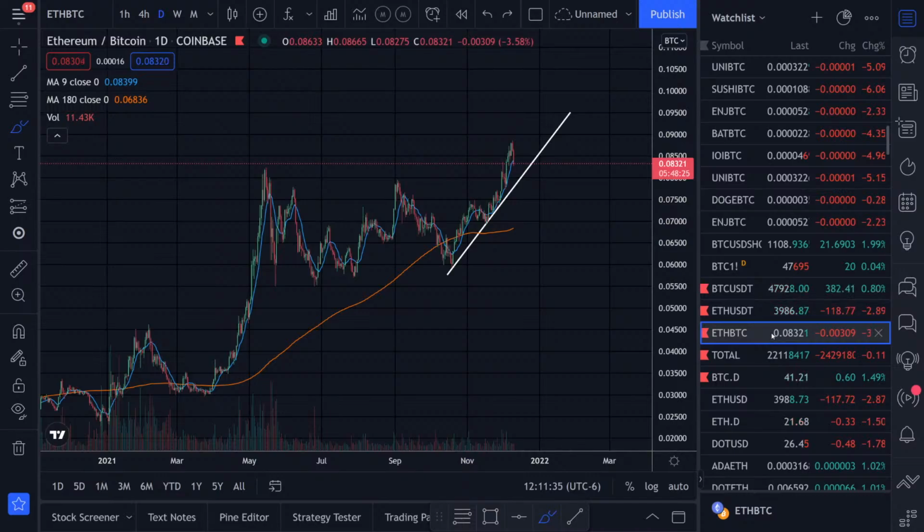All right, so let me take care of some of my notes. We talked about Bitcoin, talked about Ethereum to Bitcoin, went over the total crypto market cap. Let's take a look at Dogecoin real quick. Let's just hit up Doge.